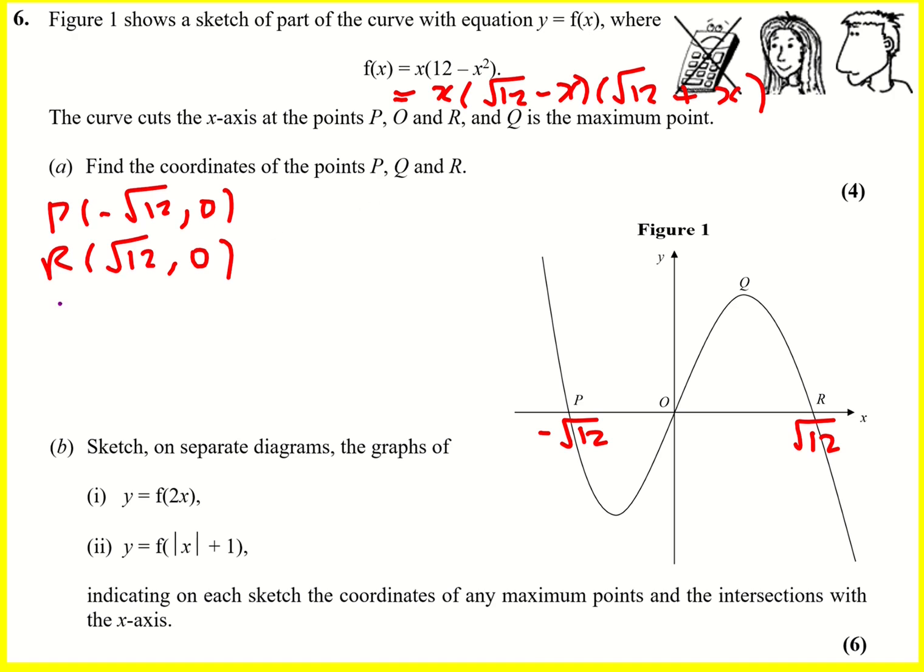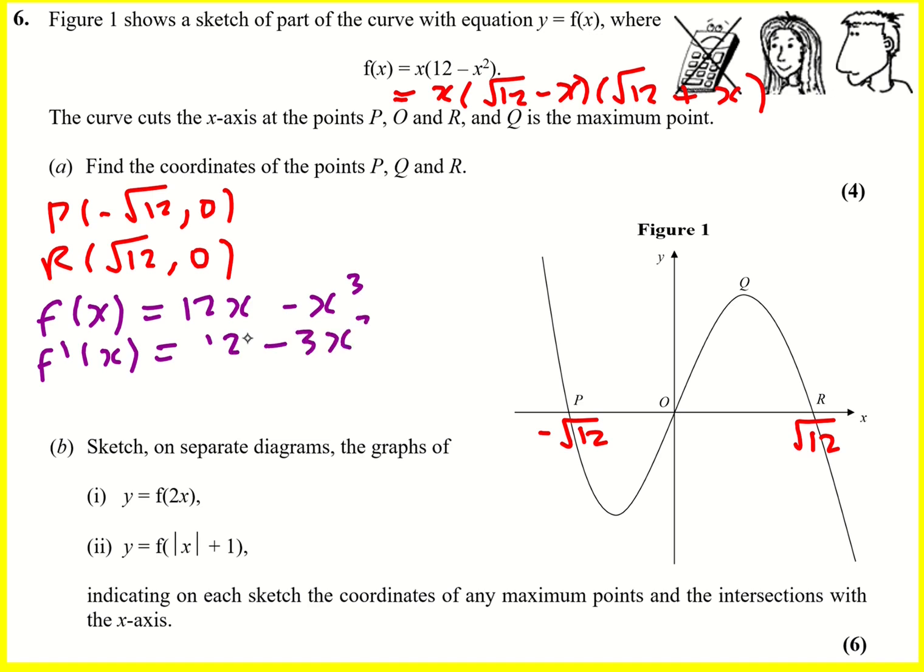So f of x is going to be 12x minus x cubed. So f dash x is 12 minus 3x squared. And this is equal to 0 for stationary points.